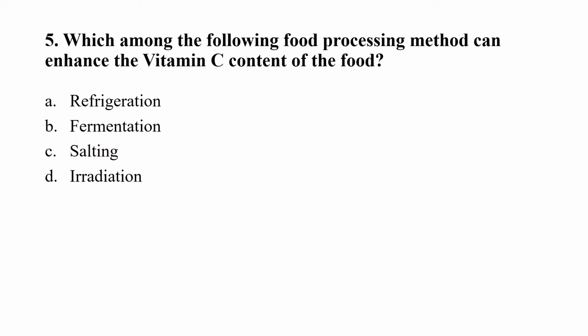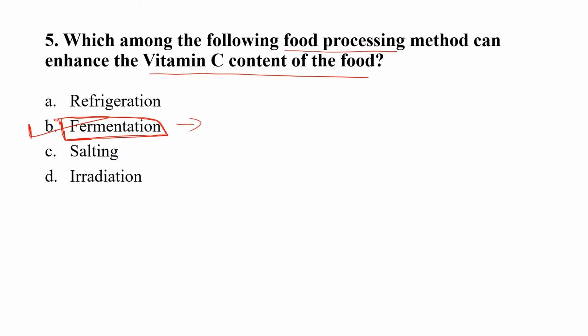Question number 5. Which of the following food processing methods can enhance the vitamin C content in the food? Option A, refrigeration. Option B, fermentation. Option C, salting. Option D, irradiation. Correct option here is option B, which is fermentation. Fermentation helps enhance the content of some vitamins like vitamin C, and there are studies by scientists which prove that fermentation does enhance vitamin C content, and I'll pin the studies in the description box.